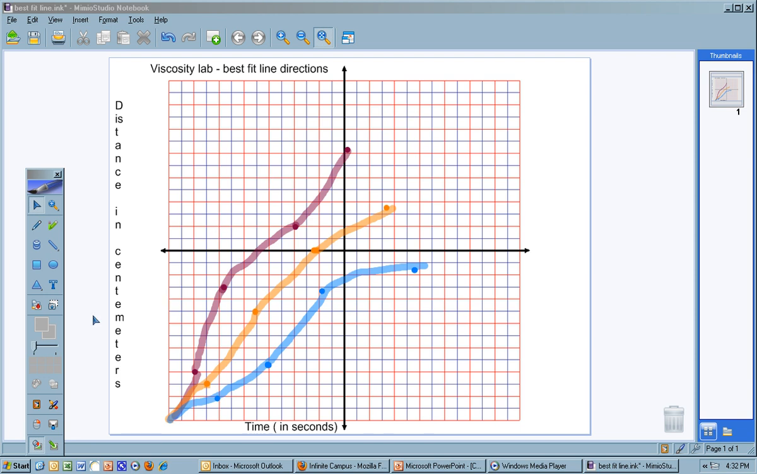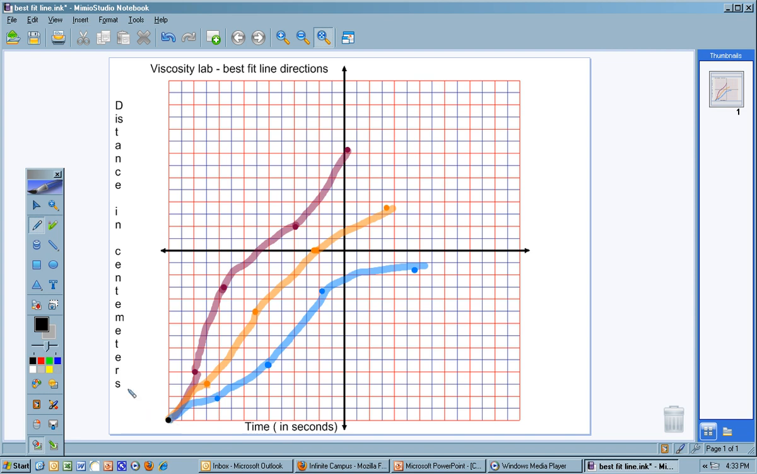Now, in this particular graph, you actually can have all the lines connect to 0, 0. The reason is that 0, 0 is a real thing in this lab. It's just the moment before you hit the stopwatch is 0 time, and the moment before you flip over the tube is 0 distance. So there is a moment where there is 0, 0 in this lab, and so connecting your lines to 0, 0 actually makes sense in this particular lab.